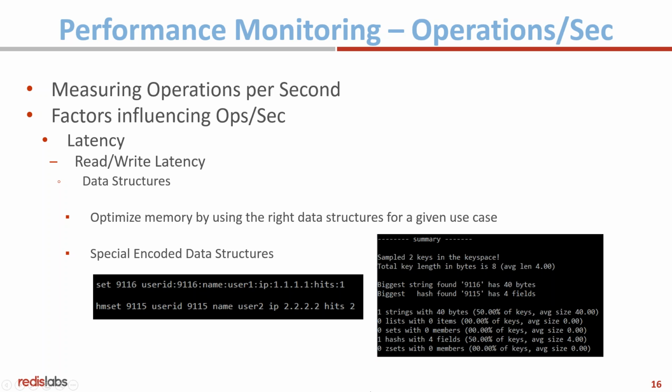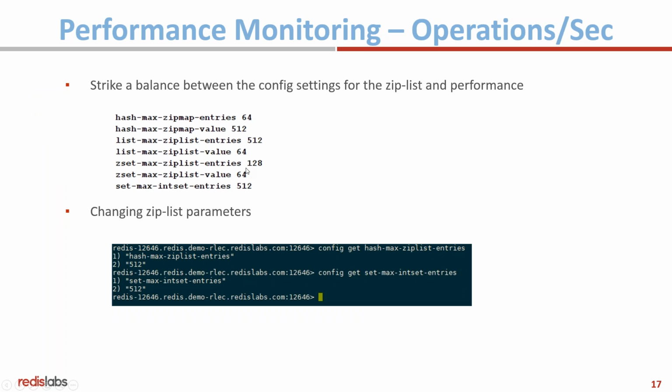And this is where you can make these changes. You need to strike a balance again. You have these different special encodings for the hashes, the lists, the sorted sets and the sets, and you can actually toggle these values, but you need to find the right balance between these values and how they're impacting the performance. At one point, there won't be much of a trade-off. And how do you change these parameters? You can use the CONFIG GET and CONFIG SET commands, and Redis Labs absolutely supports this. You can make these changes in a real-time environment.